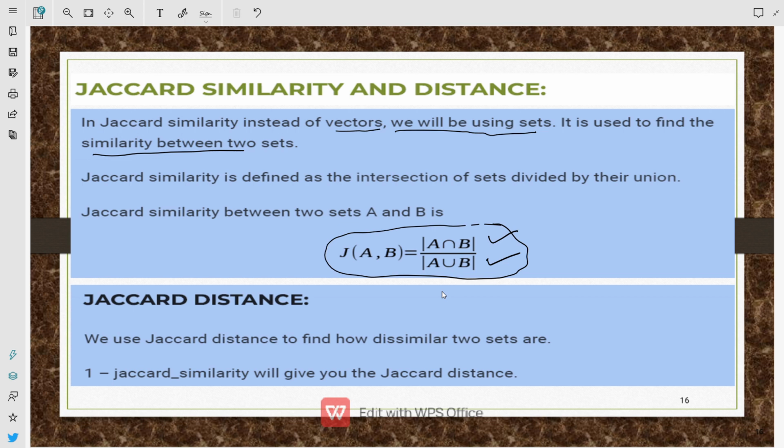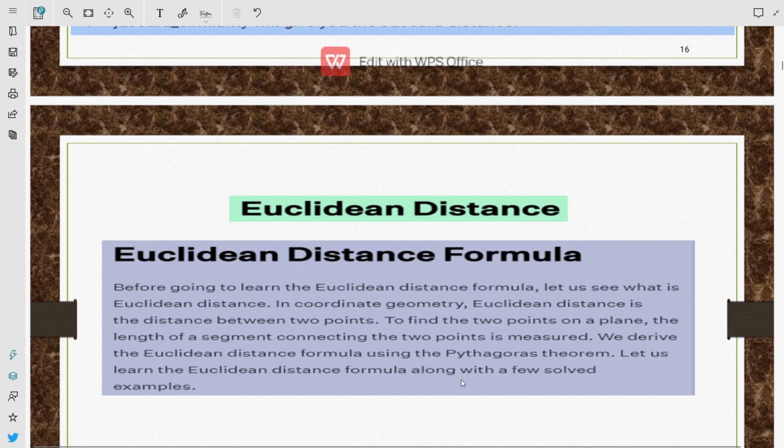So Jaccard similarity is defined as the intersection of sets divided by the union. Jaccard similarity between two sets is found like this. We use Jaccard distance to find how dissimilar two sets are. Subtracting the Jaccard similarity from one will give you the Jaccard distance.